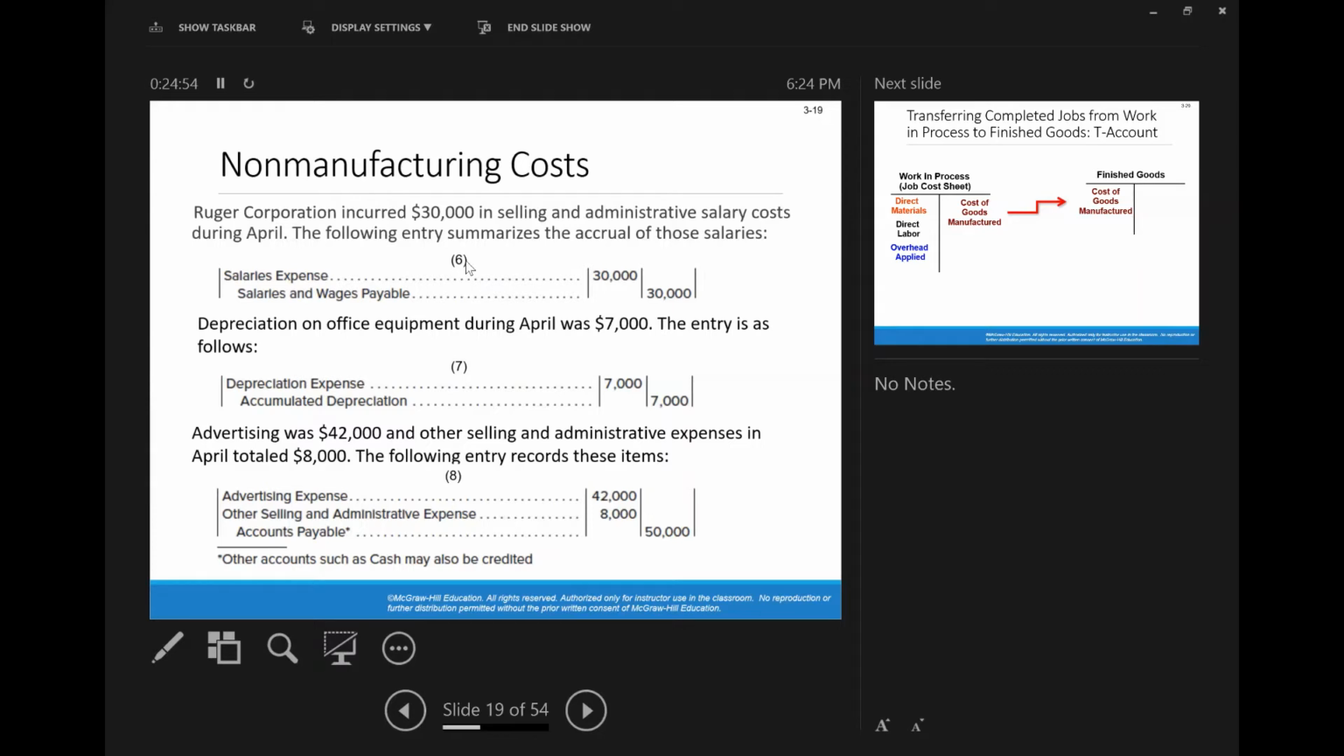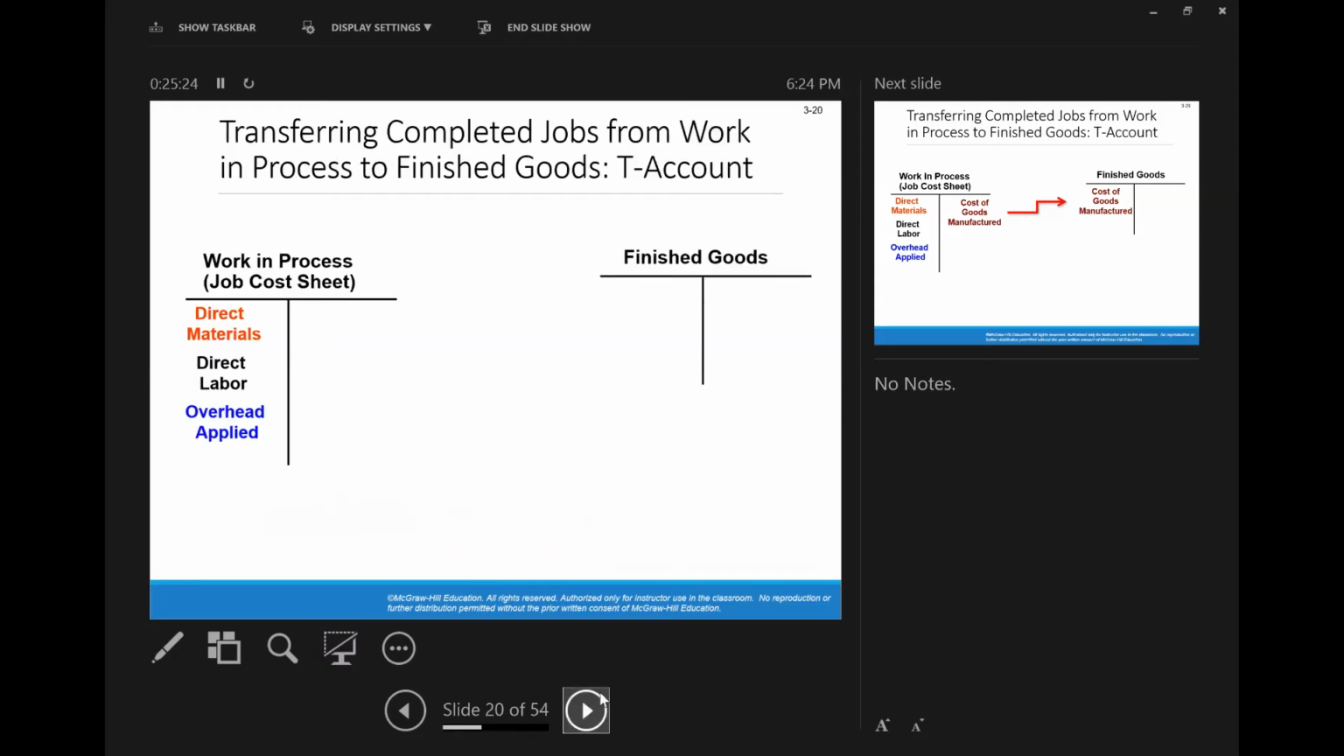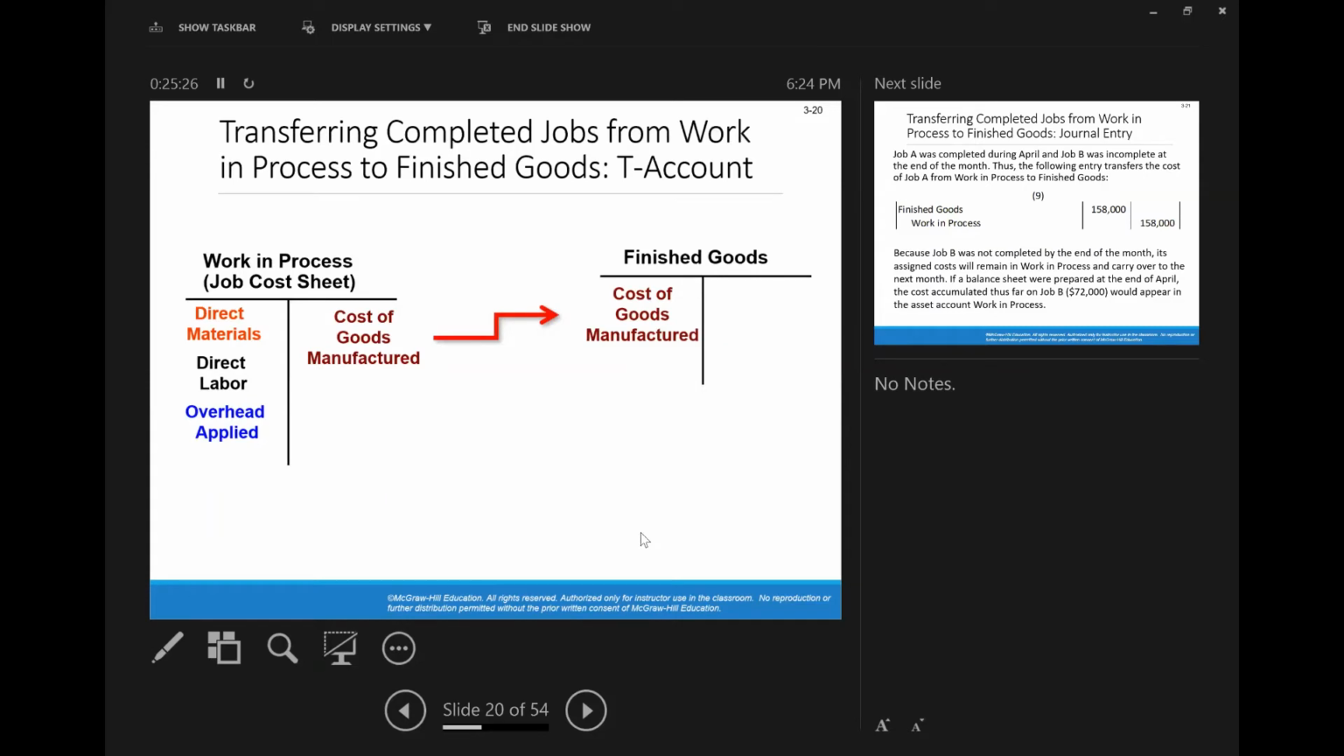All right, so we have our depreciation expense. And then we have advertising, which was 42,000. We had other selling and admin expenses that totaled 8,000. And so we have to put those in the books, and usually they're separate accounts. So we're going to have advertising expense debit for 42, and then other selling and admin for 8,000. And then we're going to set up the liability for that as well. So we have accounts payable for the total, which is 50,000.